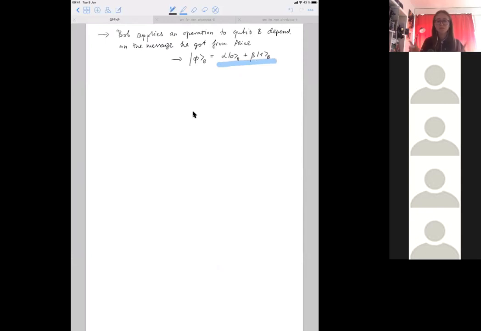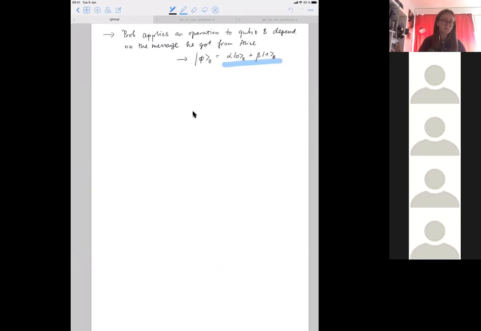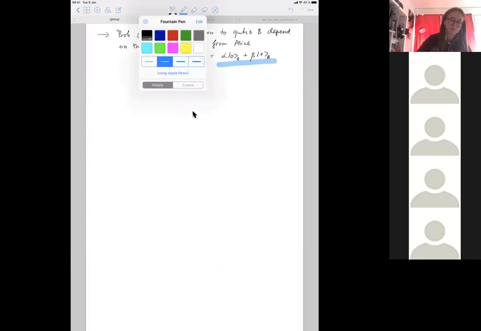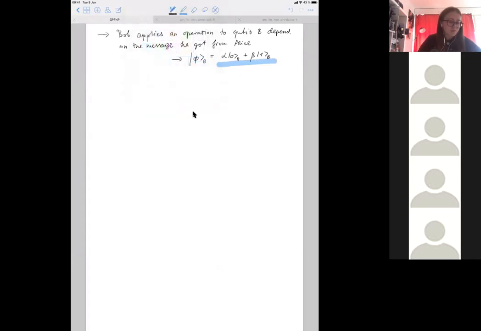So this is kind of a teleportation not of a state, but of information about a state. Now what we'll try to understand in this exercise is what exactly happens and which operations Bob has to apply on his side, depending on Alice's message, to get the state phi.